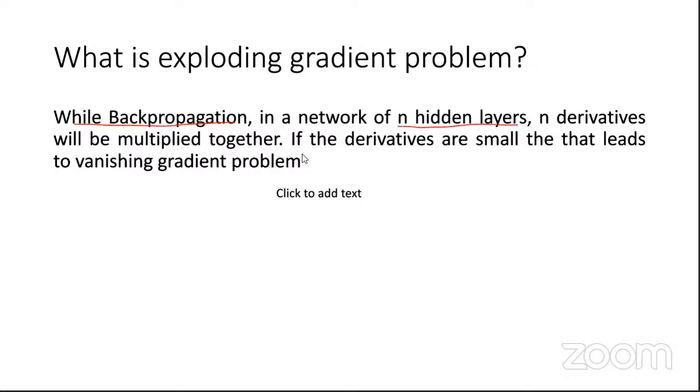in a network with n hidden layers, n derivatives, whatever derivatives I told, right? Dou L by dou, those derivatives are multiplied together. If the derivatives are small, it is a vanishing gradient. If the derivatives are large, that leads to the exploding gradient problem. Okay.